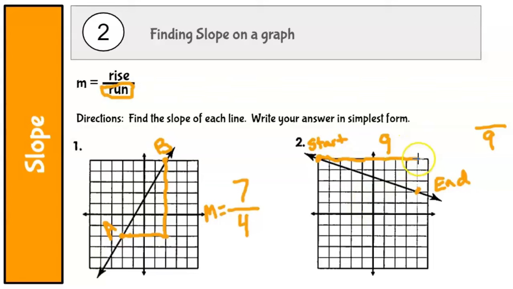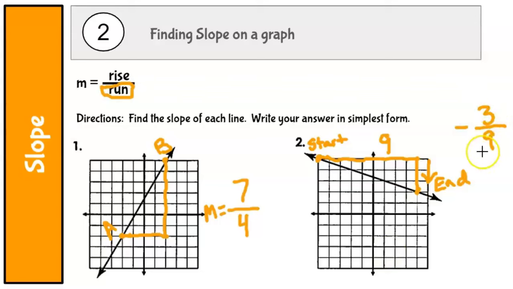And then my rise is 1, again, 0, 1, 2, 3. Now, remember, this is a negative slope. I went down, which is a negative direction. So this fraction is going to have a negative on it. It's going to have 1 negative. You can put it on the top number since that was your rise.